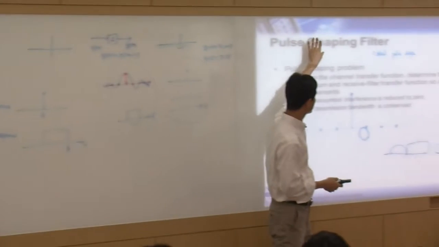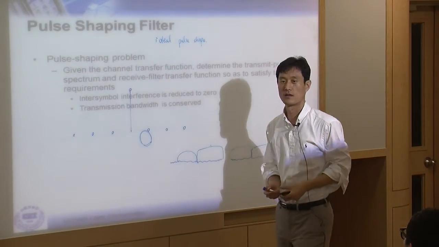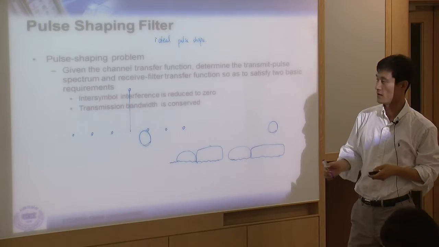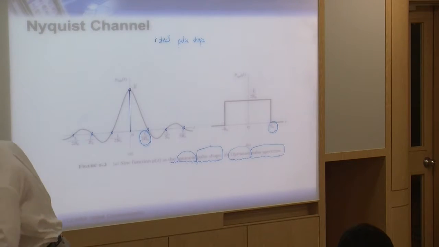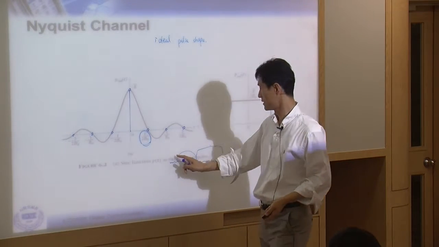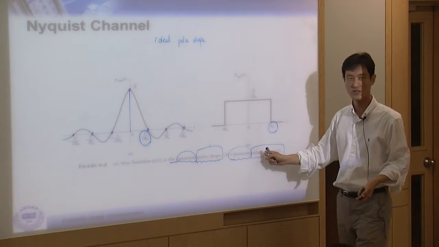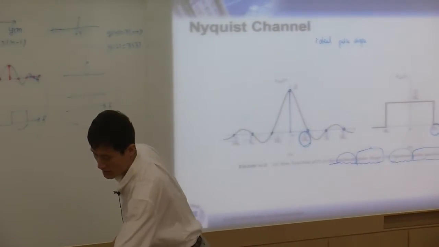When you look at this pulse shaping filter, is it frequency domain or time domain? This is time domain, right? I told you in the previous picture, every time when you look at the pulse shape, that means time domain. In the frequency domain, you'll see the pulse spectrum. So the pulse shaping filter is the time domain filter.